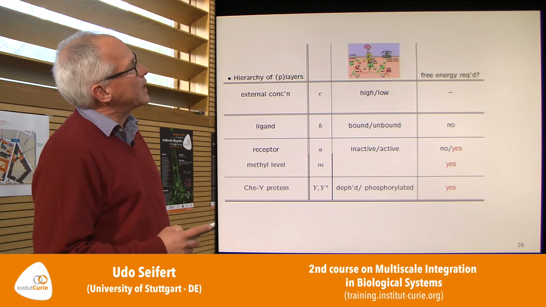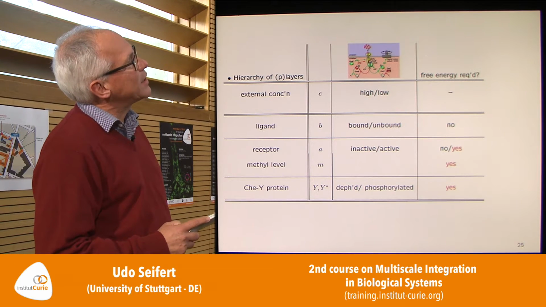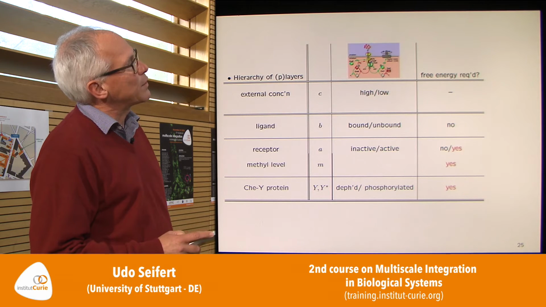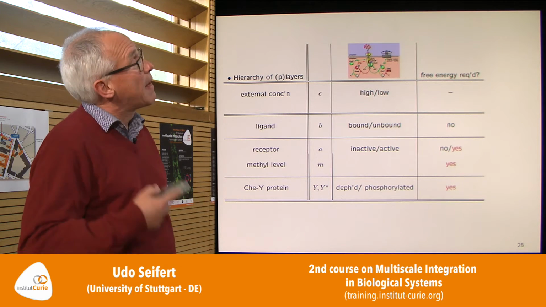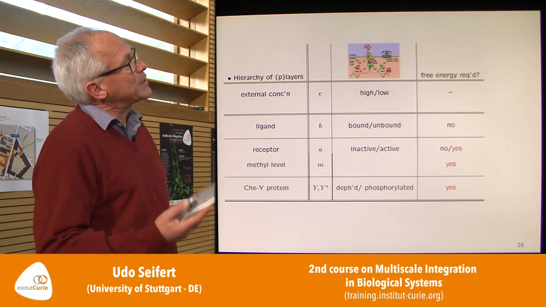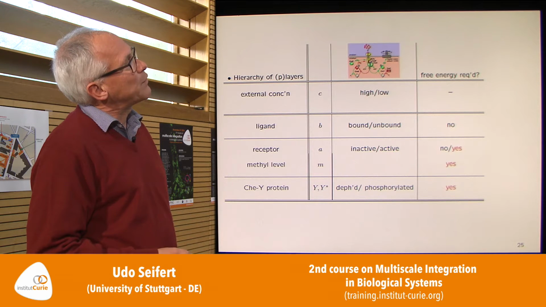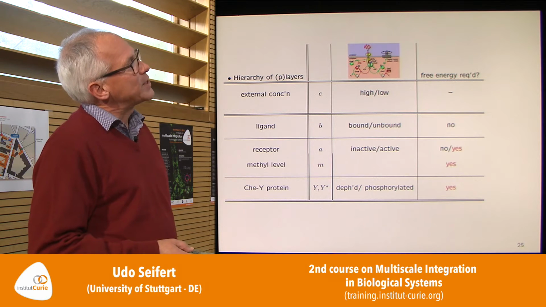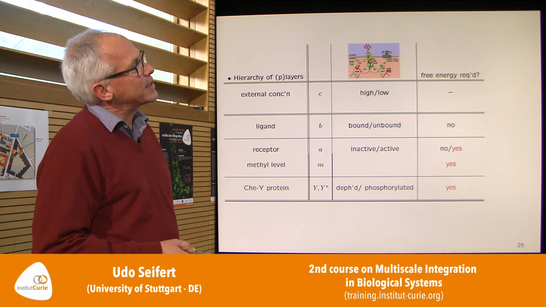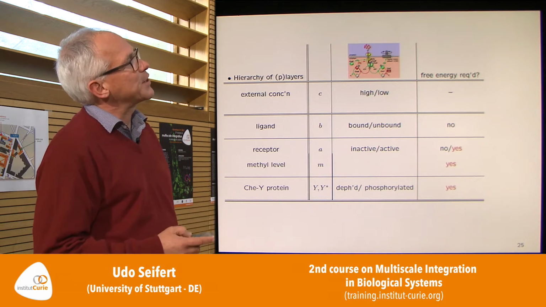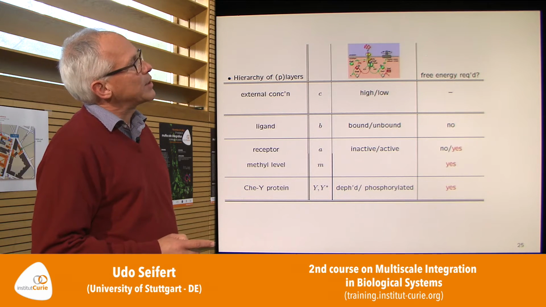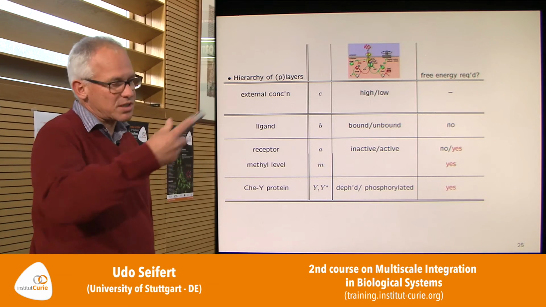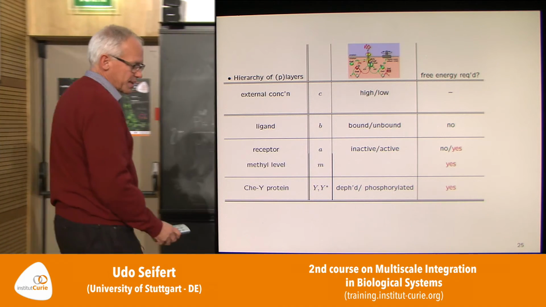If you're dealing with adaptation, there is a methylation level of the receptor, and then there is at some point a downstream protein which is phosphorylated or dephosphorylated. From the thermodynamic perspective, it's important to know which of these processes requires free energy, which is active, i.e. needs ATP for its functioning or another molecule. And certainly those here are. Binding, unbinding is just a kind of equilibrium process.